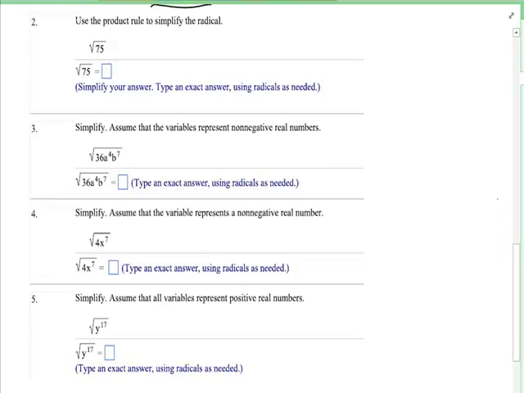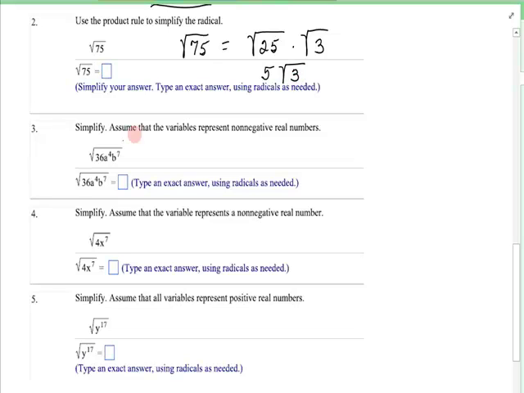Number 2, it says use the product rule because you are breaking it into factors. The square root of 75, because it ends in a 5, I want to test 25. Does 25 go into 75? Yes, it does. It is 25 times 3, both under radicals. Square root of 25 times the square root of 3. The square root of 25 is 5 times the square root of 3.